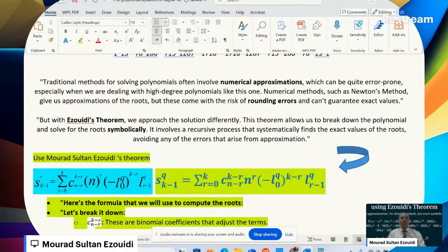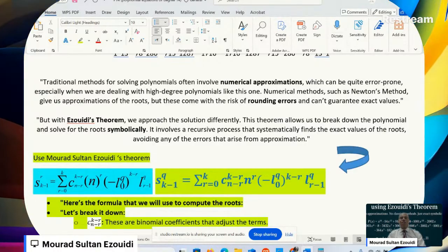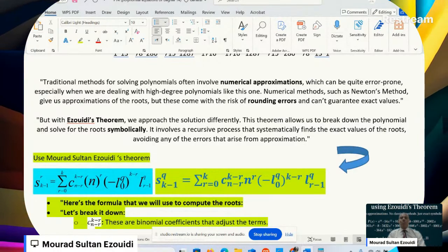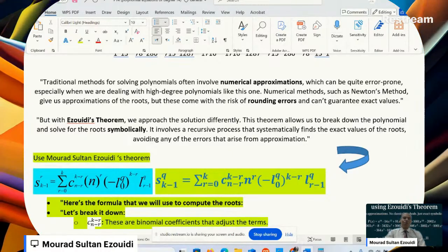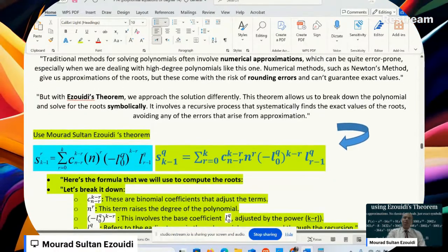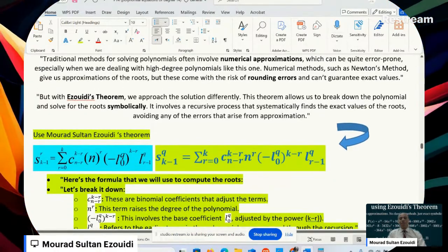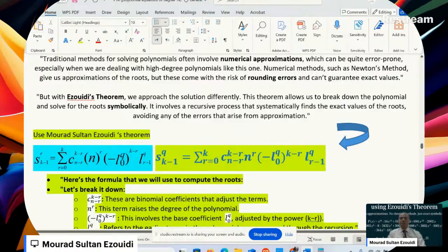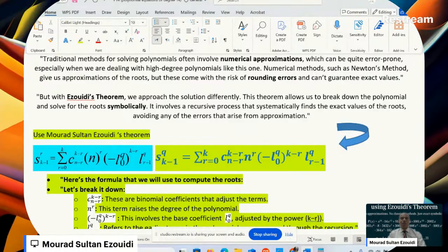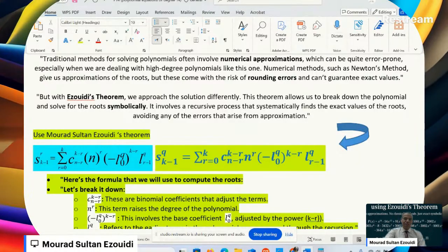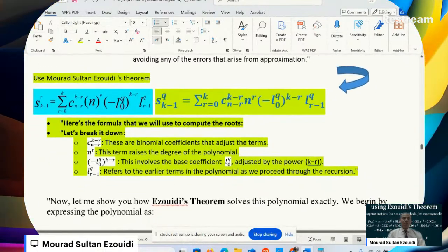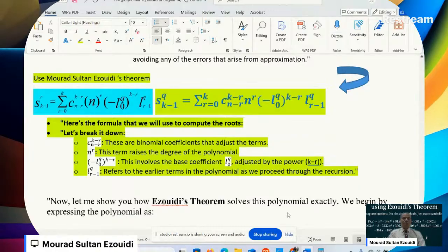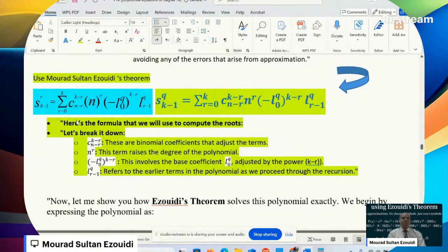But here with the Ezouidi Mourad Sultan theorem, we approach the solution differently. This theorem allows us to break down the polynomial and solve for the roots symbolically. It involves a recursive process that systematically finds the exact values of roots, avoiding any of the errors that arise from approximation. So here, as you see, this is the theorem of Mourad Sultan.